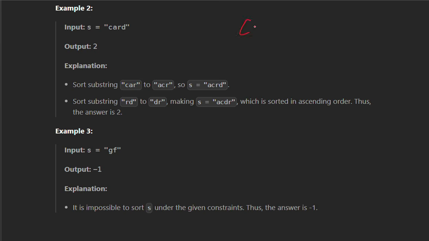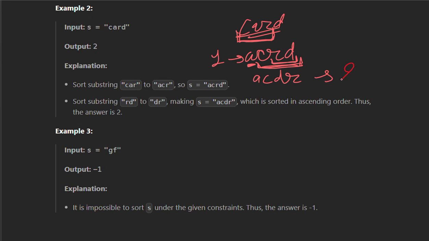Next, in example 2 we have CARD, right? So what we do is we first take this first substring and then sort it, then it will become ACR. Now our string after one operation is ACRD. Now see, this is sorted, we'll take CRD, or we can say we can take RD, right? And then we sort it, so it will become ACDR. So how many operations? Two operations we have taken.